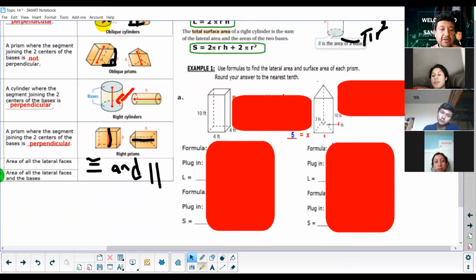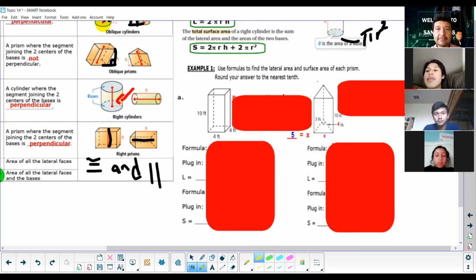Now, Max, go ahead and read example 1, the directions. Use formulas to find the lateral area and surface area of each prism. Round your answer to the nearest tenth. All right, so they want you to find lateral area and total surface area. So they want 2 things. Okay, so they want lateral and then total surface.